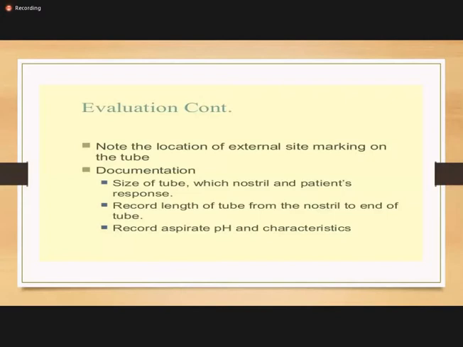Note the location of the external side marking on the tube. At the end, in the documentation, record the size of the tube, which nostril, and the patient's response, record the length of the tube from the nostril to the end of the tube, and record aspirate, pH and characteristics.